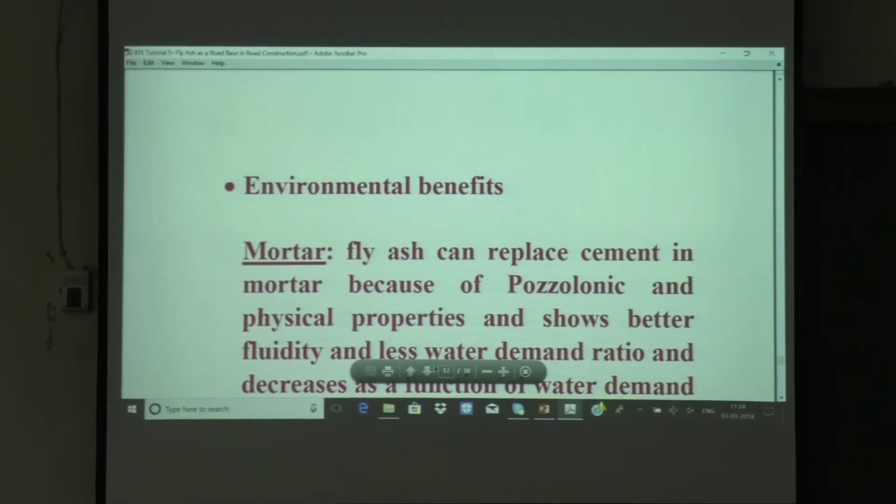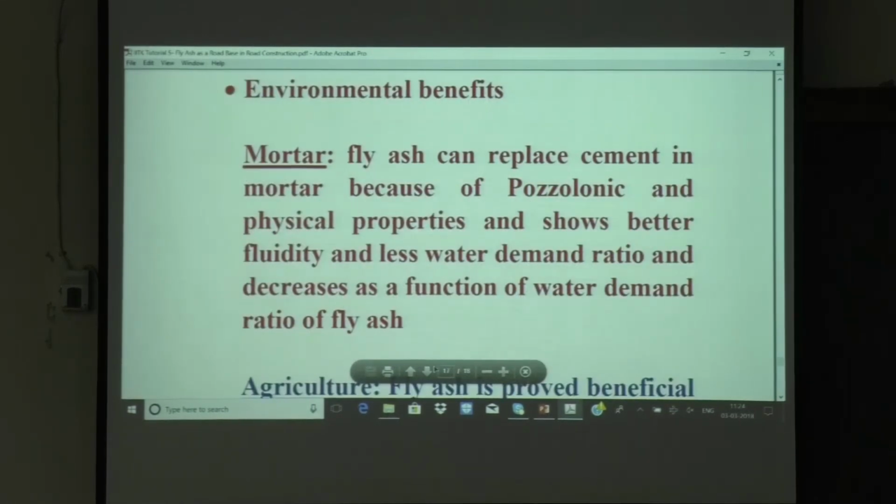And now coming to mortar, how fly ash can replace cement in mortar. So fly ash can replace clay in bricks, but also fly ash can replace cement in mortar because of its pozzolanic and physical properties, and shows better fluidity and less water demand, and increases the water demand ratio by fly ash.